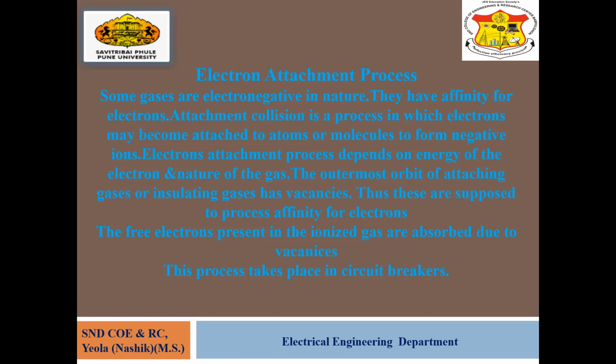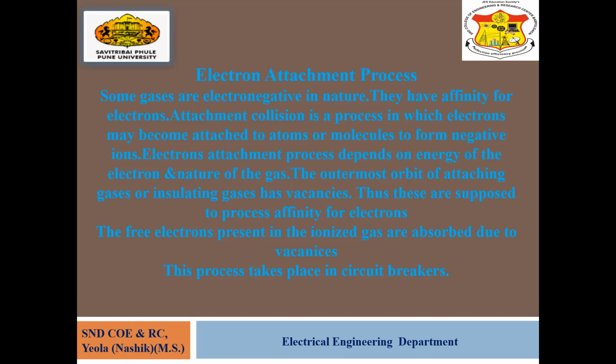Negative ions: if the number of electrons is more, surely they will be negative. If the number of electrons is less, they are positive ions. The electron attachment process depends upon the energy of the electron and the nature of the gas. The outermost orbit of the attaching gases or insulating gases has vacancies. They have the affinity because they have a deficiency of electrons in the outermost orbit.